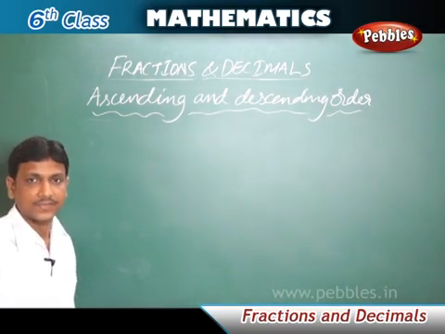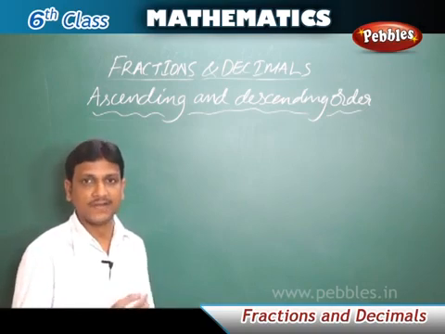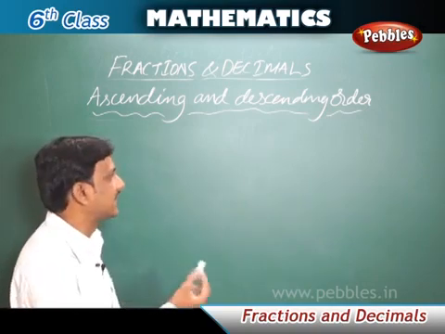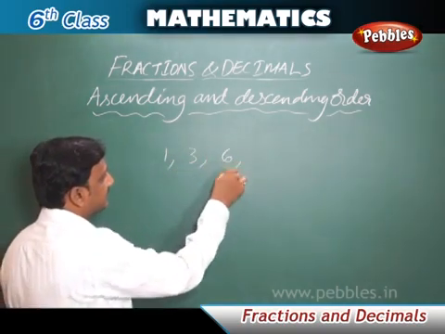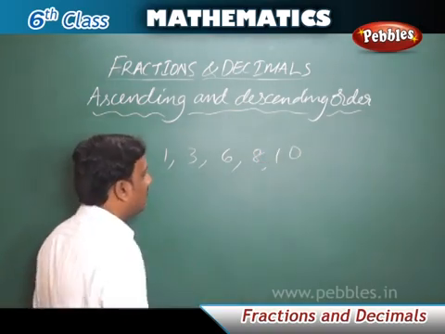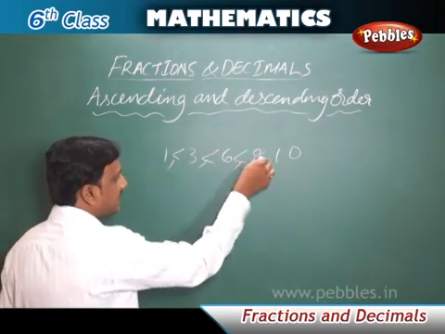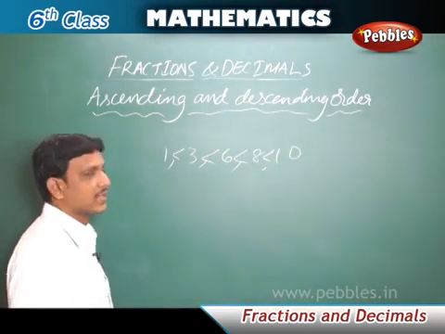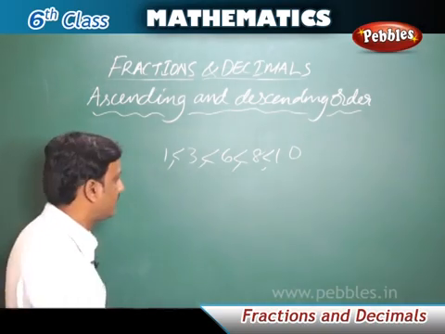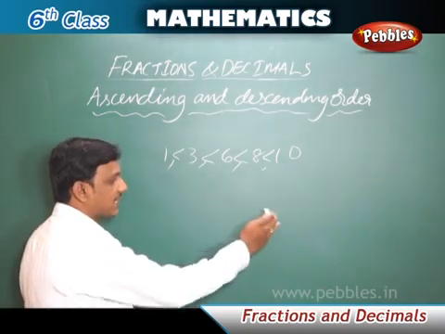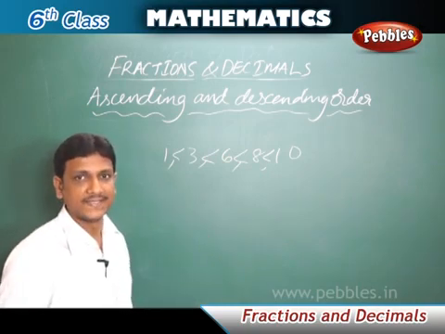Ascending and descending order. We know what ascending and descending order is. When we write the numbers from smaller to bigger, from left to right, we call it ascending order. That means it goes on increasing in value. 1, 3, 6, 8, 10. We say this is ascending order because 1 is less than 3, 3 is less than 6, 6 is less than 8, 8 is less than 10. The same applies even to fractions. If fractions are written from smaller to bigger from left to right, we call it ascending order. If you do that in reverse, you call it descending order.